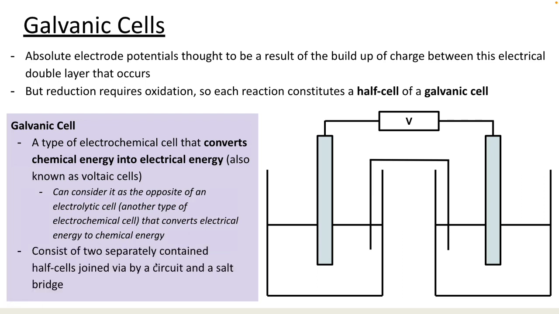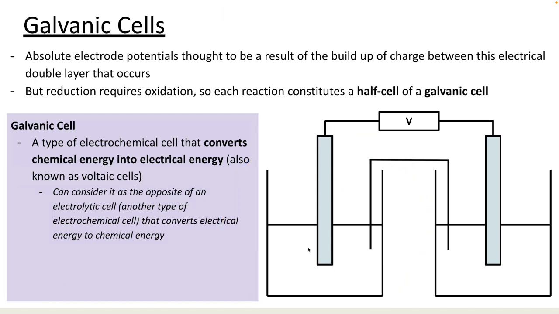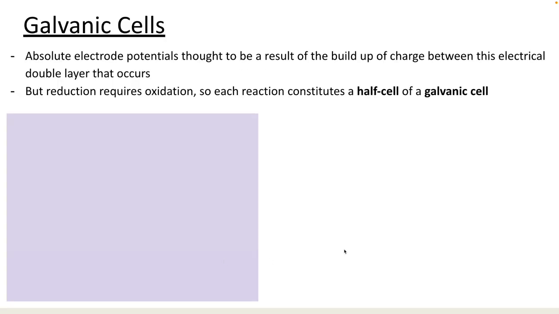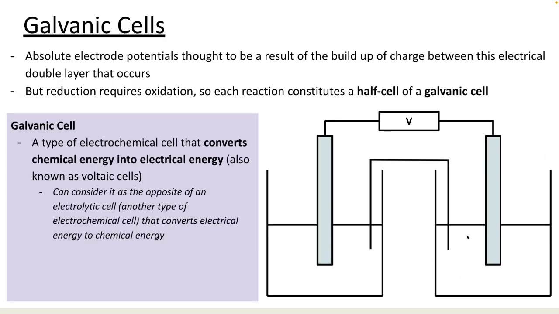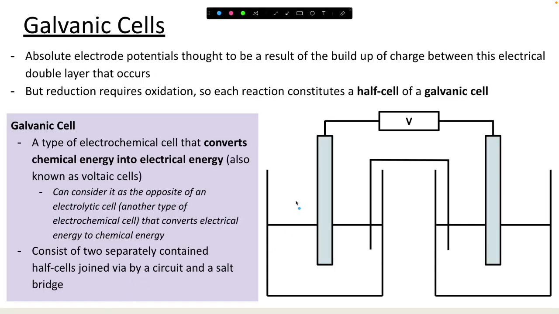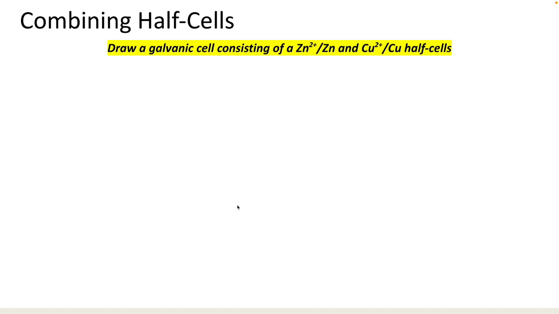So it consists of two separately contained half cells joined via a circuit and a salt bridge. So that's what we see here. This is one of these half cells. That is another one of these half cells. The circuit has to be complete. So we have a wire with a voltmeter, we can measure that voltage, and then a salt bridge whose purpose we will discuss momentarily. So let's go ahead and draw one here.